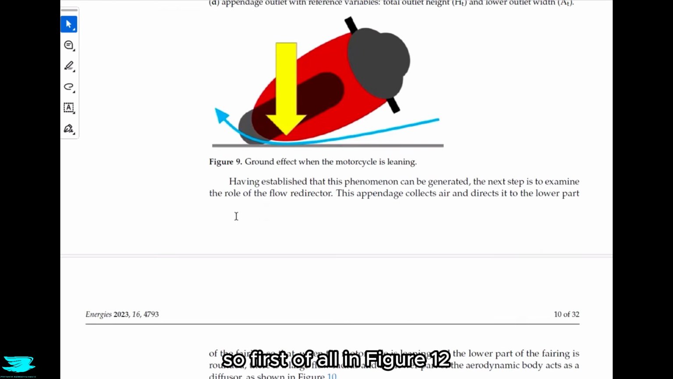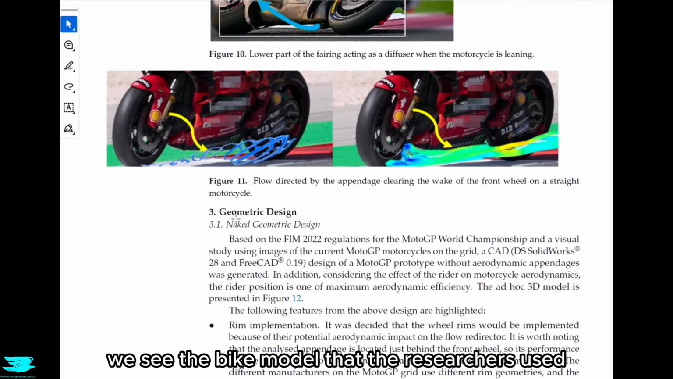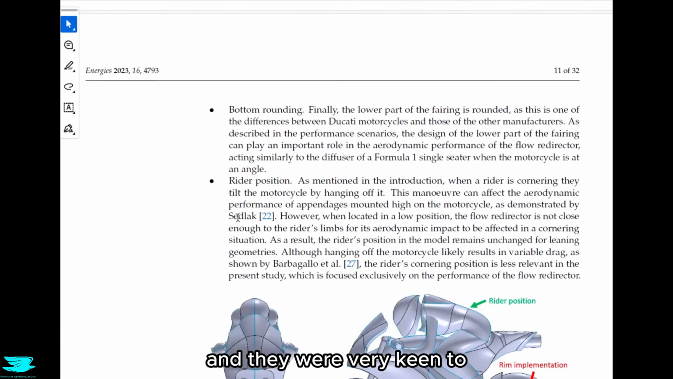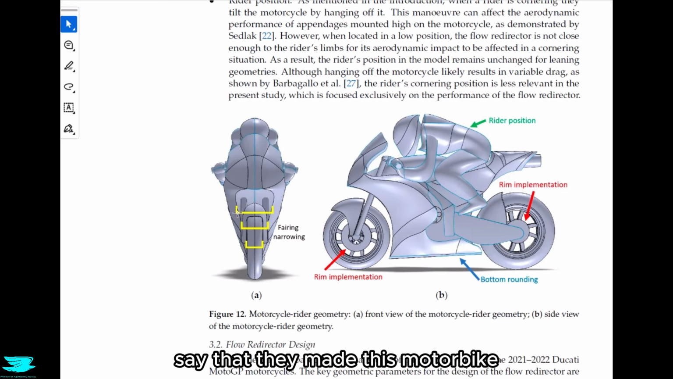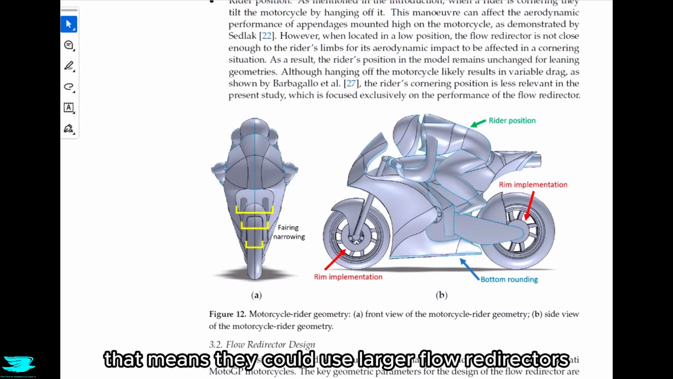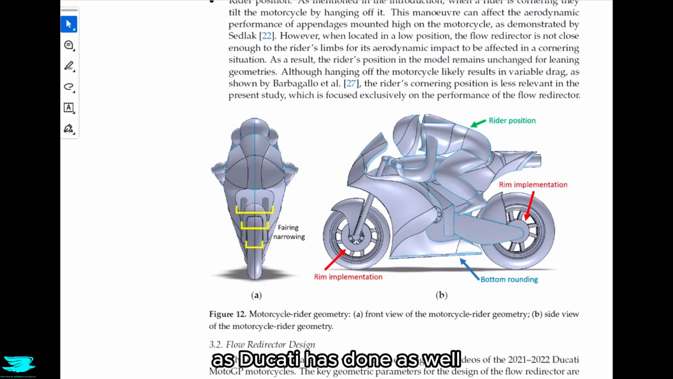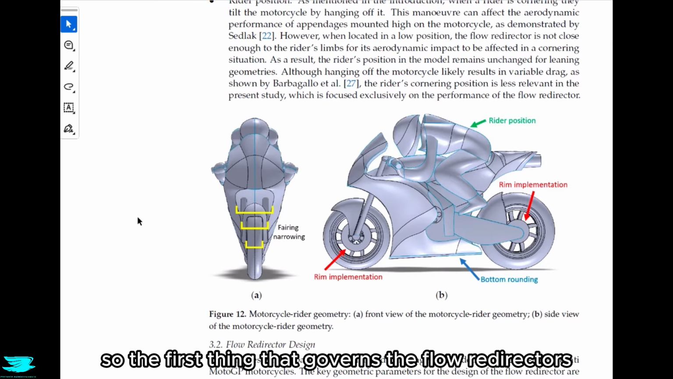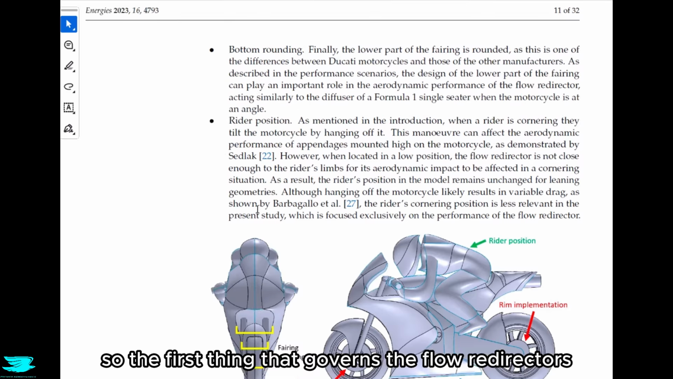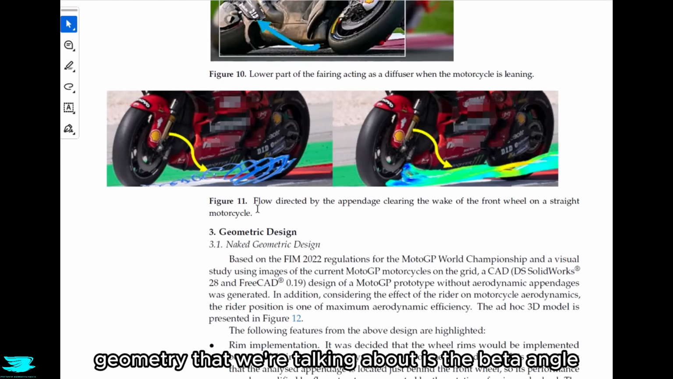So first of all, in figure 12, we see the bike model that the researchers used. And they were very keen to say that they made this motorbike quite similar to the Ducati by making the lower part narrower. That means they could use larger flow redirectors, as Ducati has done as well, without directly incurring a penalty.